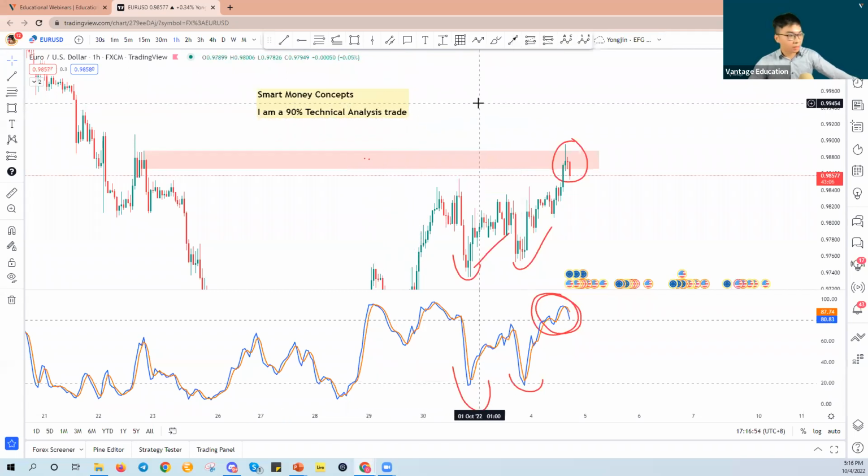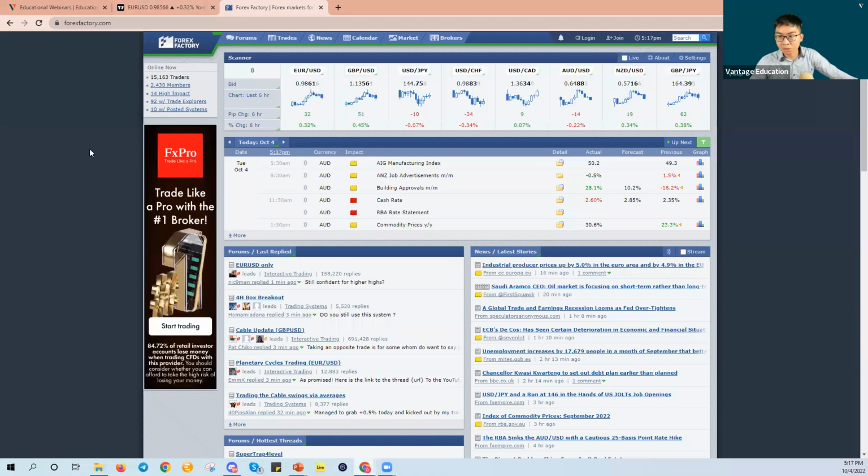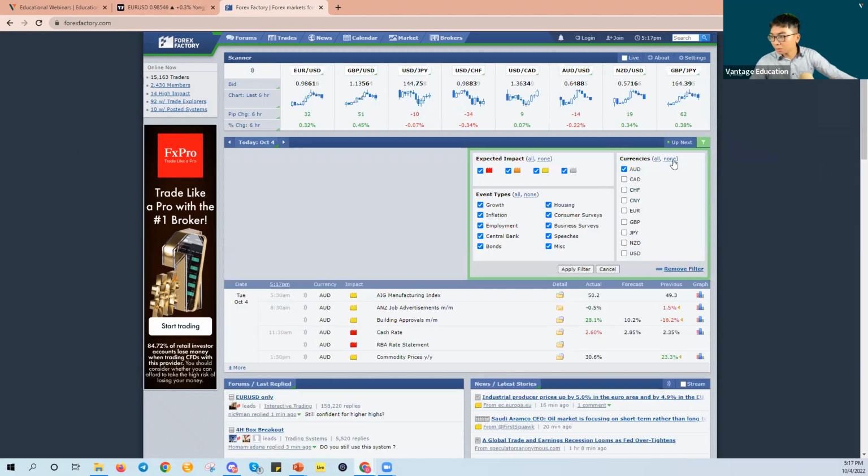So what do I mean by that? What are the 10%? Do I look at news? Sure, I do look at news. I use websites like Forex Factory. I'm sure you guys have used that. Okay, since we are looking at the euro dollar, we can filter it out. We can see what kind of news might potentially affect the market. If you guys didn't know, there's a filter option. We can have the euro dollar since we are looking at that.